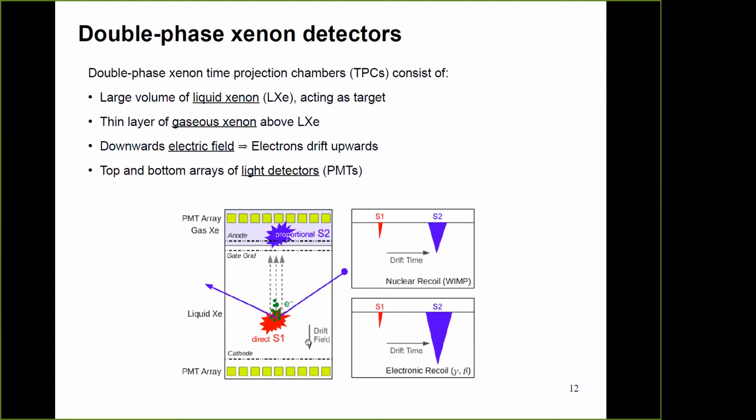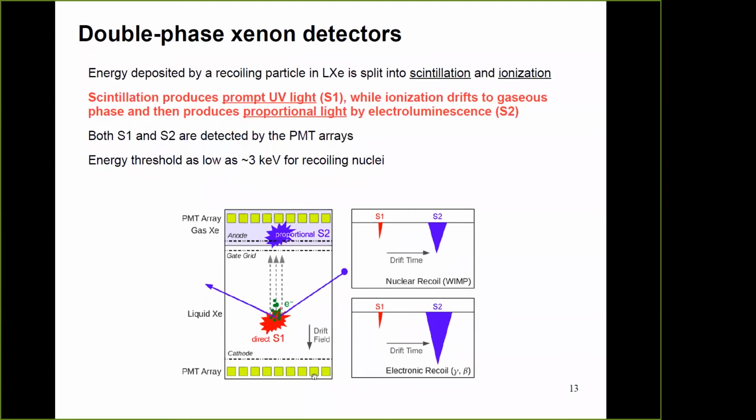So we have a cathode at the bottom and another at the top. And in between, in the interface between the liquid and the gas, another grid. The function of this grid is to create an electric field with a given strength in the liquid and a stronger one in the gas. But besides that, it's a vertical electric field. And in addition to that, a series of light detectors. So we want to detect light in this volume, and we have an array of PMTs on the top and at the bottom. And what happens in these detectors?